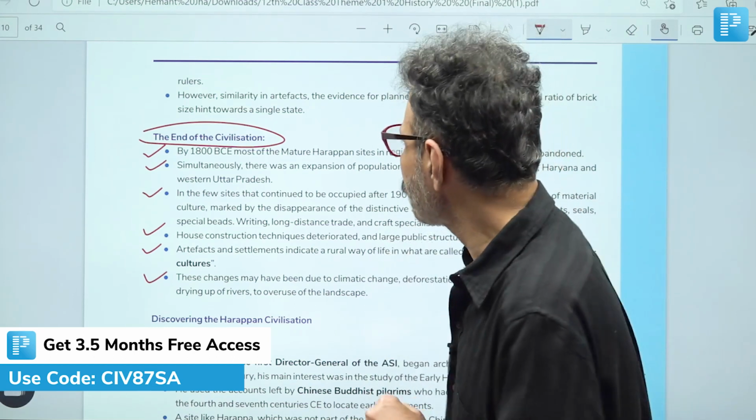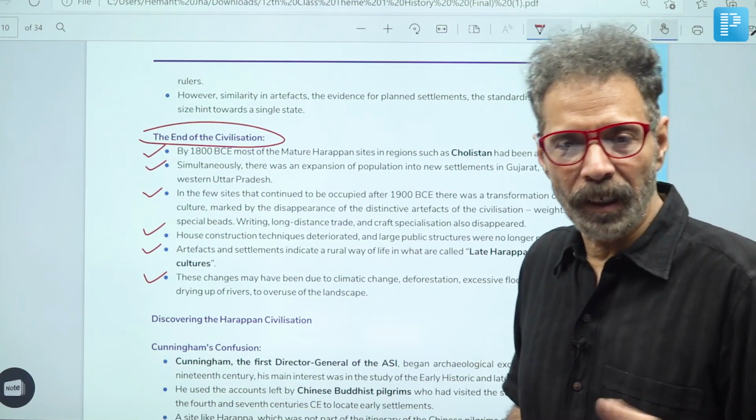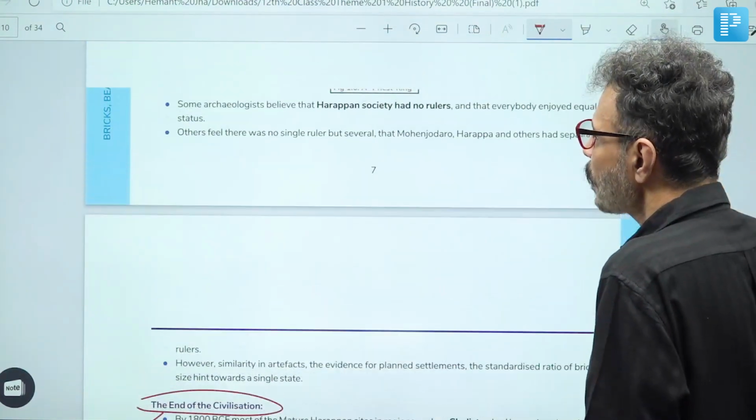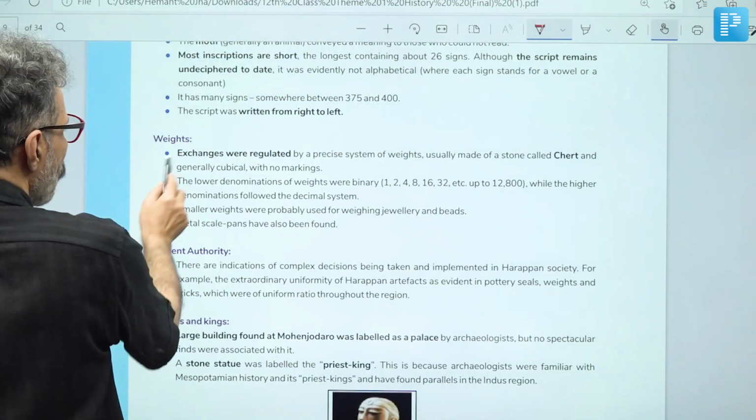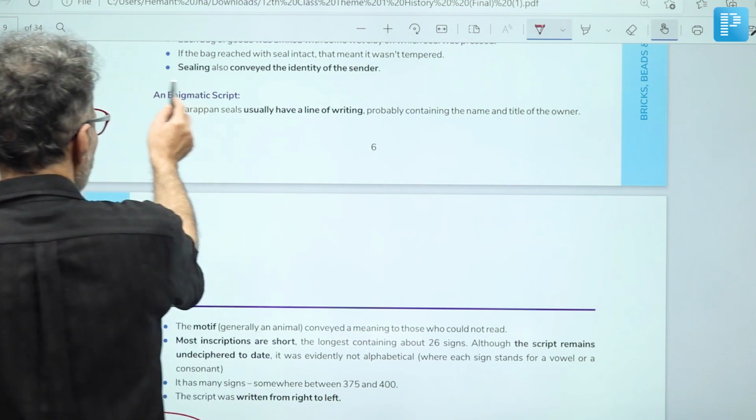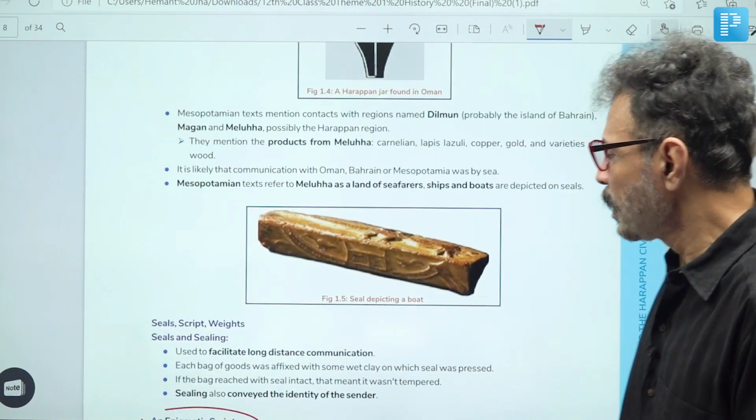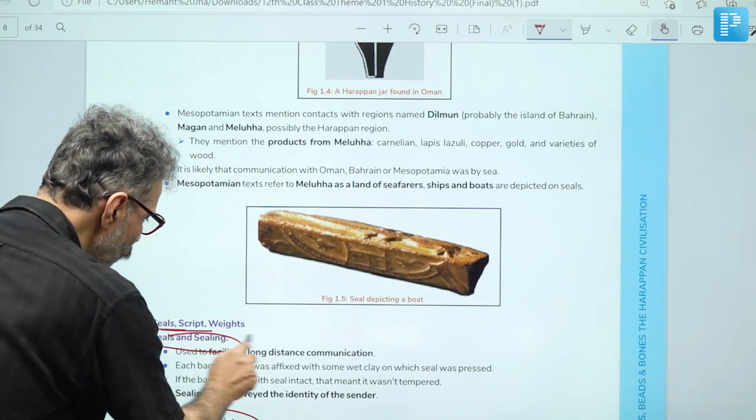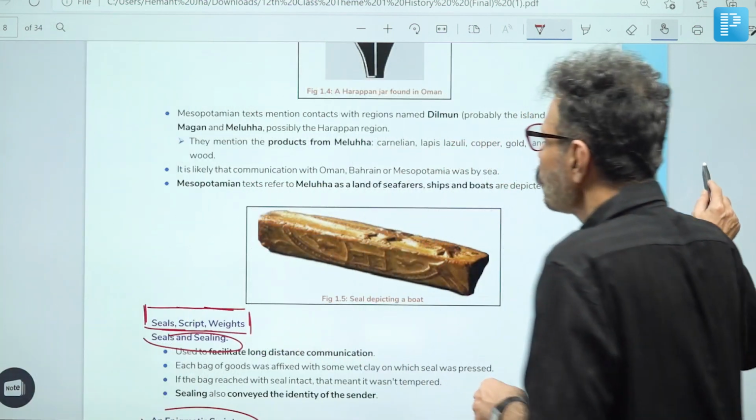And similarly, certain main themes are always considered important in the case of any topic. And all the main themes are under headings. Like one main theme is the end of the civilization. Another main theme is the weights. Still another main theme is the script. Still another main theme is seals and sealings. Together a heading is given, seals, script and weights. These are three important themes related to Indus Valley Civilization. So accordingly you can shift to that.